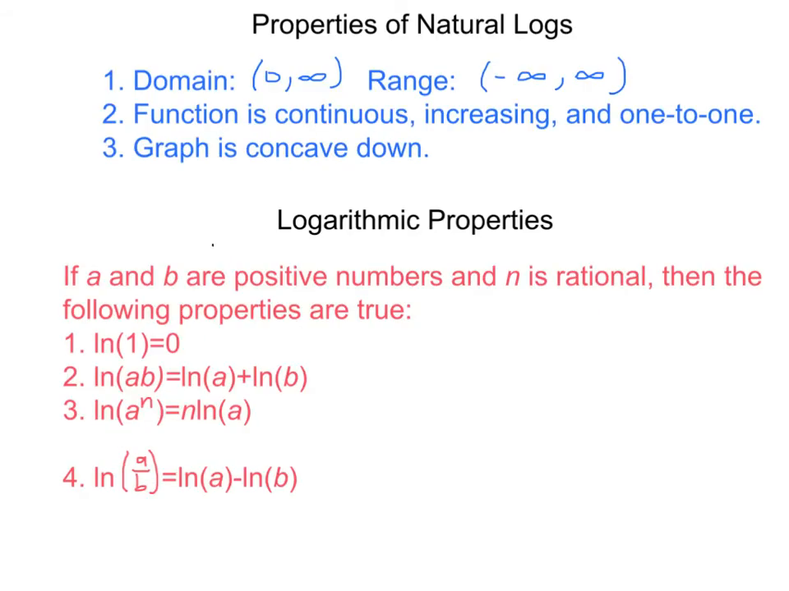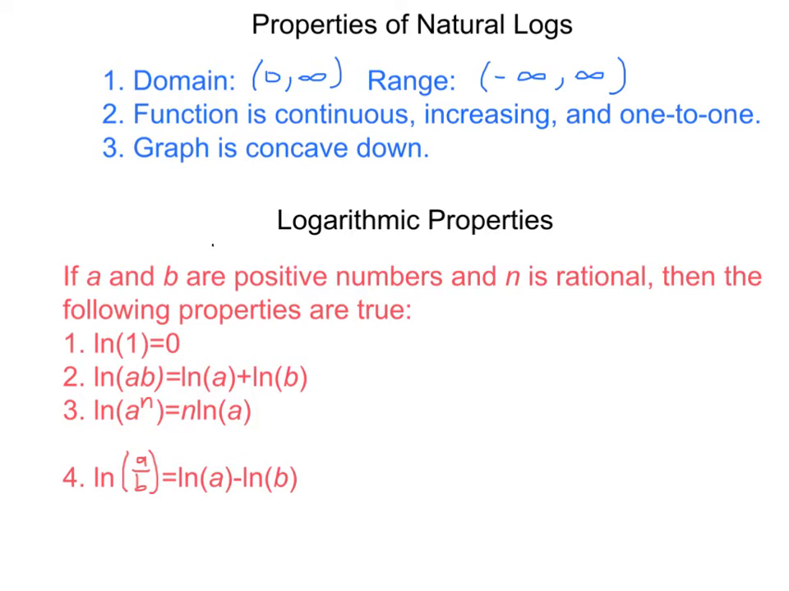So looking back, here are some properties of the natural log that you should be familiar with. The domain of the natural log is from 0 to infinity, all positive real numbers. The range is all real numbers, anything from negative infinity to infinity. As we mentioned, the function is continuous, increasing, and 1 to 1. And the graph is also concave down.